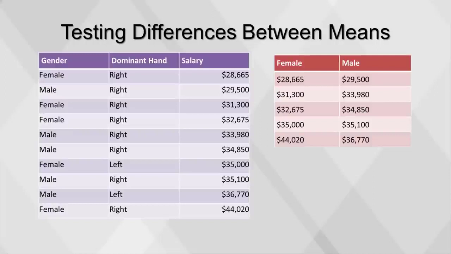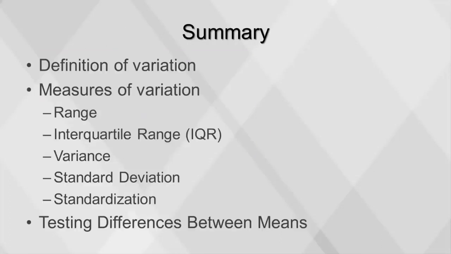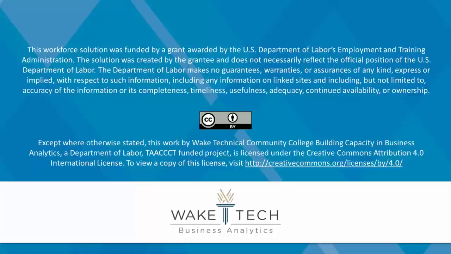Since this value is much higher than 0.05, we conclude that the two distributions are not statistically significant. This is mainly due to the fact that our sample size for this example is very small, and also because the means are almost equivalent. This concludes our video on measures of variation. Today we defined variation and then discussed range, interquartile range, variance, standard deviation, standardization, and testing differences between the means.